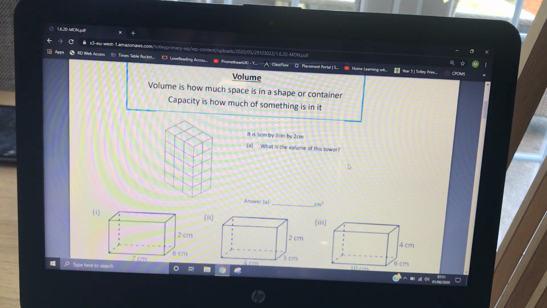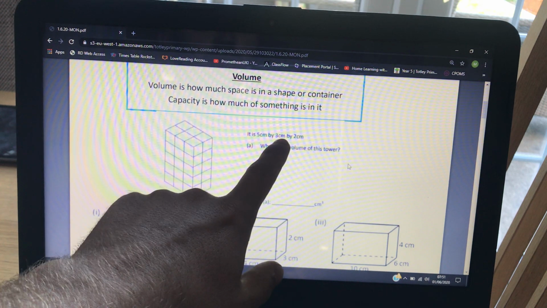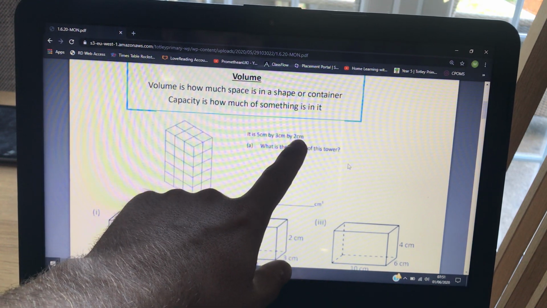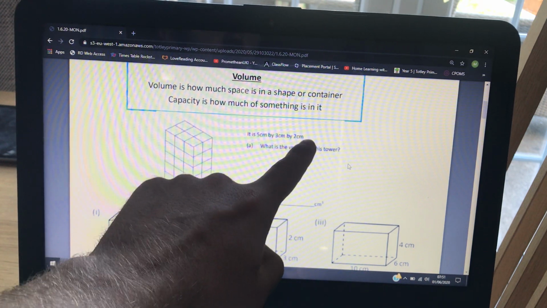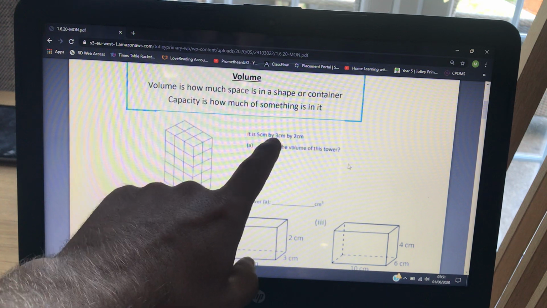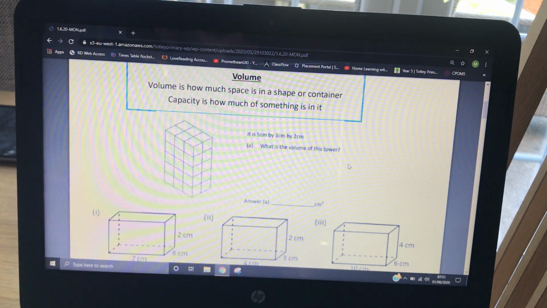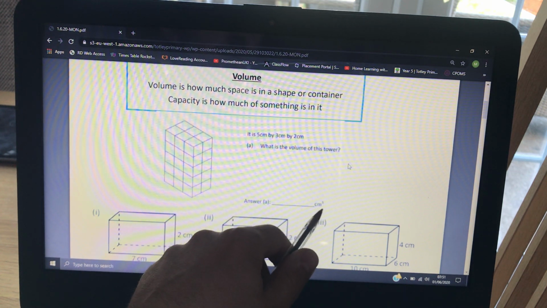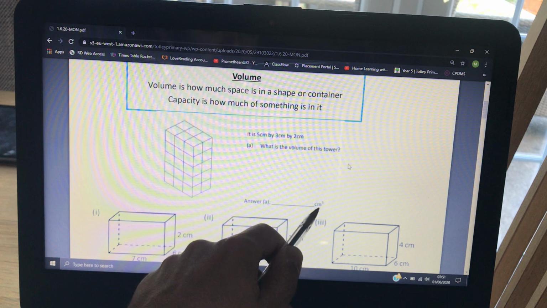This one, it's not too bad. You can do 5 times 3, which is 15, times it by 2, or double it, which is 30. You could have done 5 times 2, which is 10, times by 3, which is 30. You could have done 3 times 2, which is 6, times by 5, which is 30. Okay? So the answer, I've said it a couple of times, is 30. But it's centimetres cubed, because we are in 3 dimensions now.